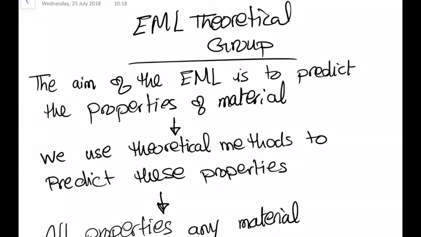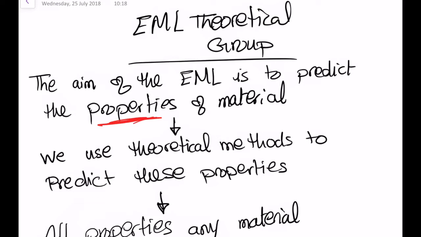Welcome everybody. This video is aimed to give you an overview of what the theoretical group at the Energy Materials Laboratory does. The theoretical and the experimental groups are working either together or independently, but most of the time we try to work in collaboration. The aim of the experimental and the theoretical group is to study materials, and to study these materials we need to actually predict the properties of these materials.